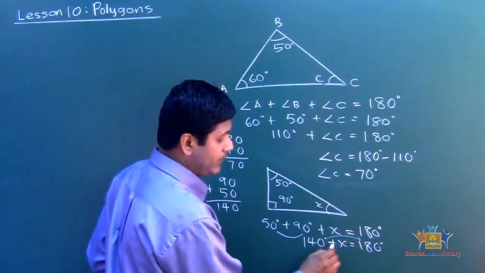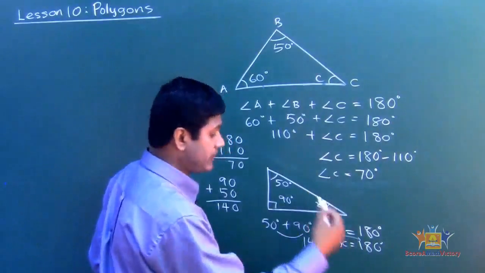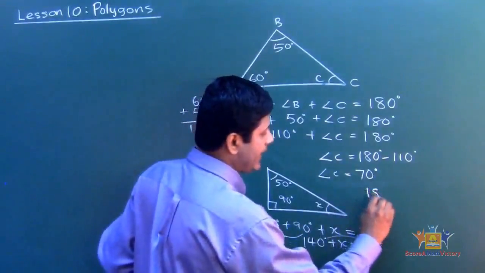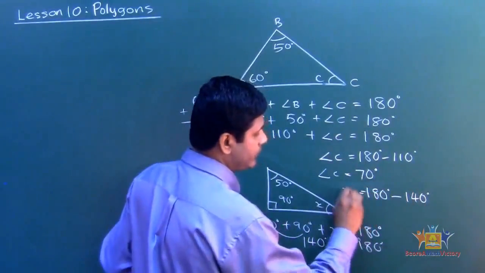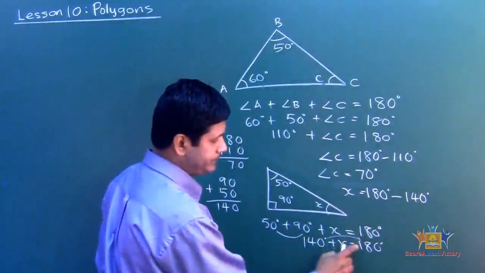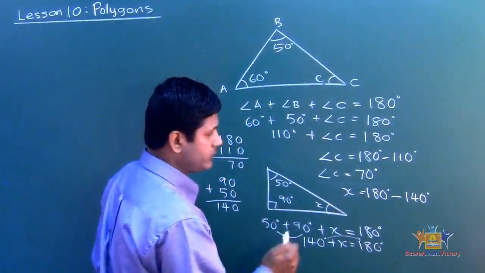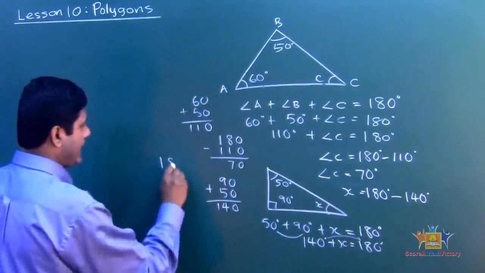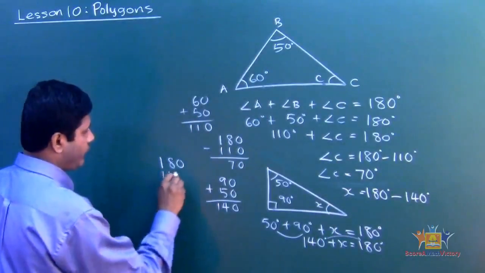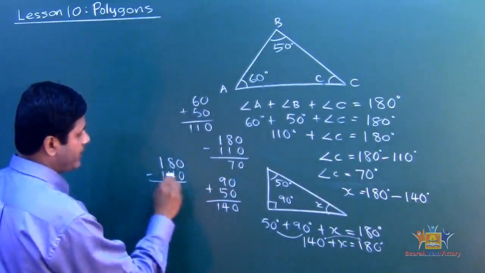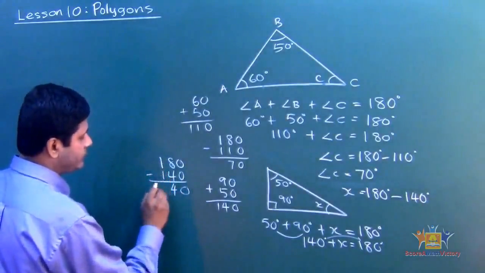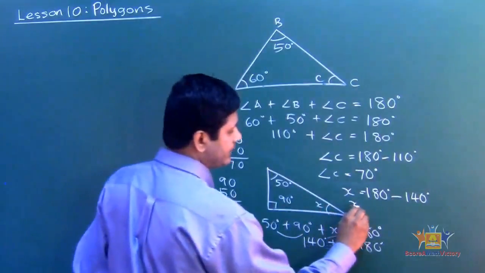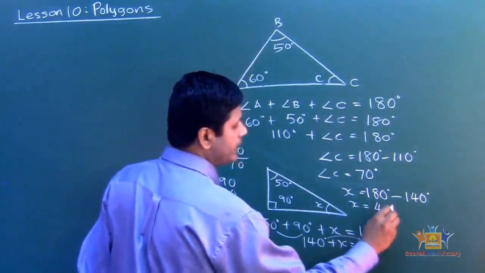Addition across the bridge becomes subtraction. So that means 180 minus 140 equals x. Let's line it up: 180 minus 140. We're going to subtract. 0 minus 0 is 0, 8 minus 4 is 4, 1 minus 1 is 0. So that means x equals 40 degrees.